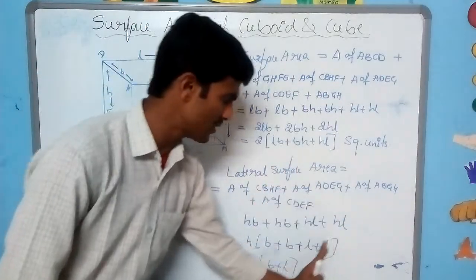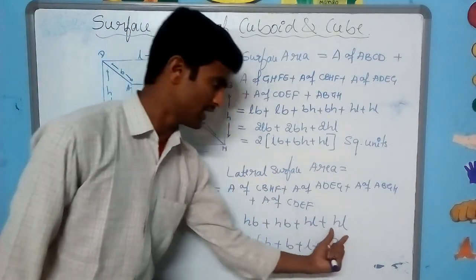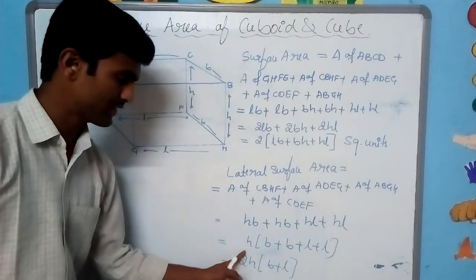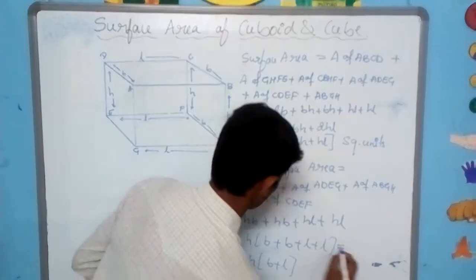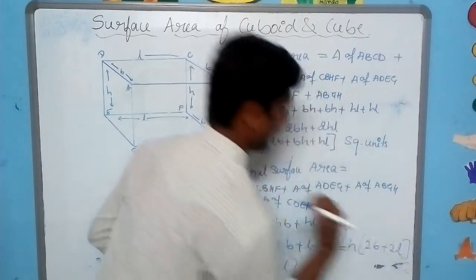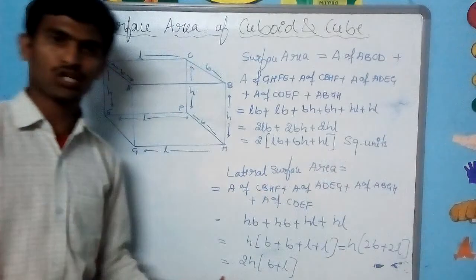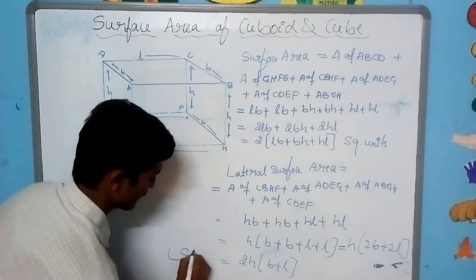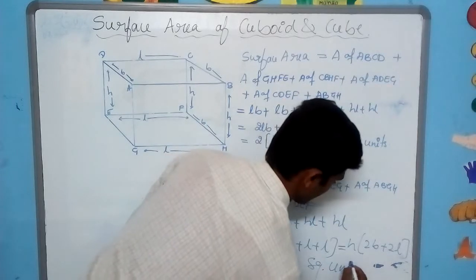Now we should substitute the same parameters: H into B plus H into B, H into L, H into L. Here H is common in all the cases, so H into B plus L plus B plus L. I will write H into 2B plus 2L, meaning 2 times B plus 2 times L. Now take 2 as common: 2H into B plus L. This is called the lateral surface area of the cuboid, in square units.